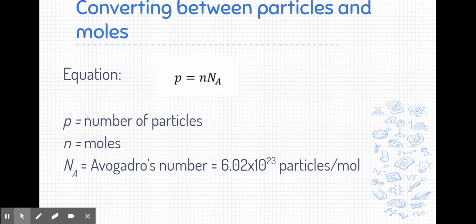The lowercase n is always the symbol for moles. And then the capital N with the subscript A is Avogadro's number, which is a fixed number of particles per mole, 6.02 times 10 to the 23rd. Let's now switch to the whiteboard and go through some examples.